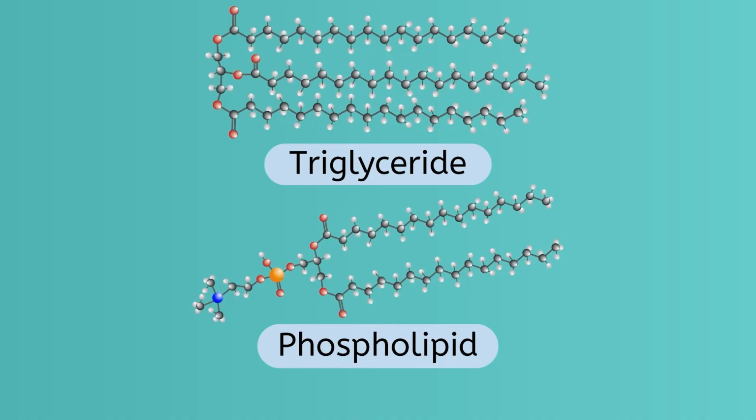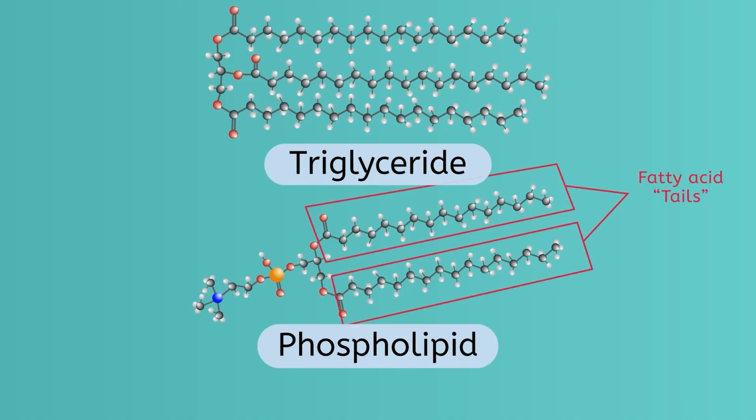Phospholipids consist of glycerol connected to two fatty acids. These are the tails. The third spot is occupied by a head, which contains a phosphate group, hence the name phospholipid. That one orange atom is a phosphorus atom.